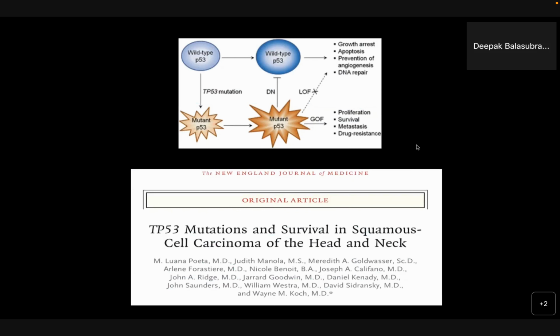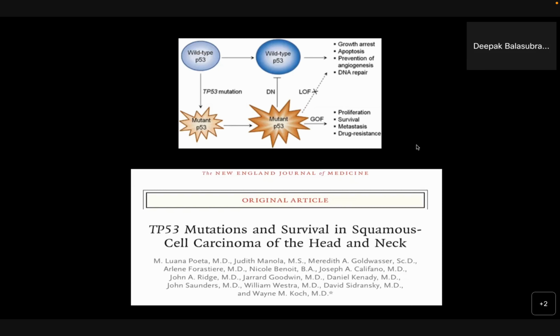Now, I mentioned to you that P53 mutations are the most, or one of the most common mutations in head and neck squamous cell carcinoma. This is a very important article by Poeta, where they looked at P53 mutations and survival in head and neck squamous cell carcinoma. So the wild type P53, which is what normally occurs, leads to growth arrest, apoptosis, prevention of angiogenesis, and helps in DNA repair. Whereas the mutant P53 has loss of function or gain of function.